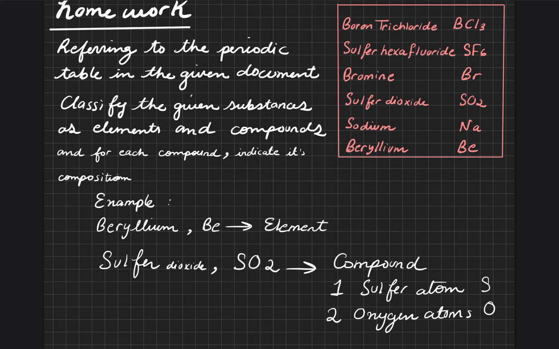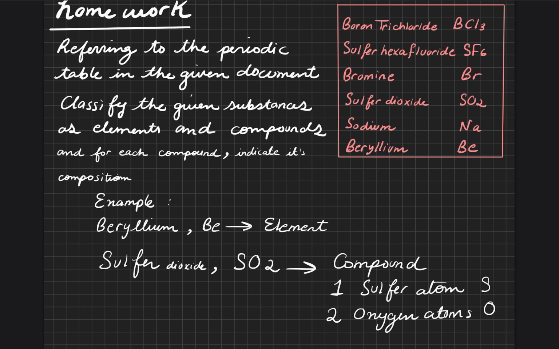Okay, I gave you an example here. Let's say beryllium, whose symbol is Be, is just an element because it's found in the periodic table. Whereas sulfur dioxide, SO2, is a compound because it's made up of two elements, sulfur and oxygen. S is sulfur based on the periodic table and O is oxygen. And how many sulfur do we have? We have no subscript here, so we have one sulfur atom. And how many oxygen? We have subscript two, so two oxygen atoms.